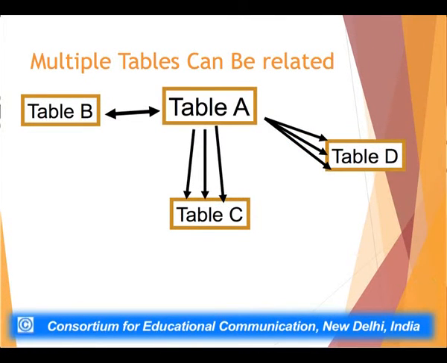This diagram shows how multiple tables can be related. If a database has 4 tables, then all the 4 tables are related to each other by the use of some common attributes among them.